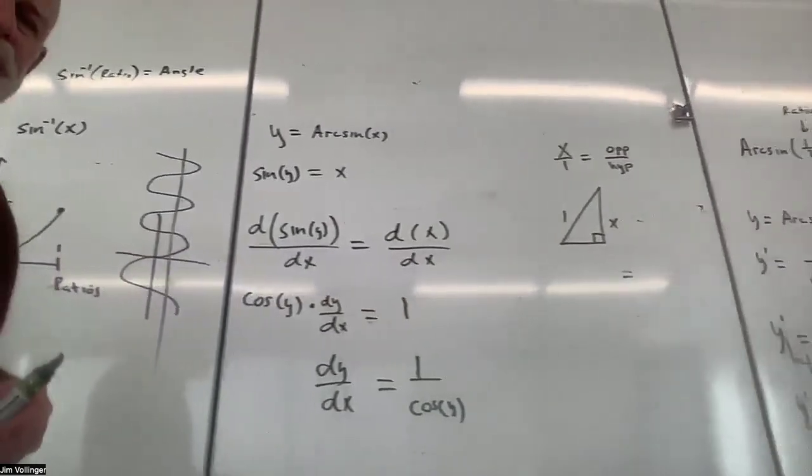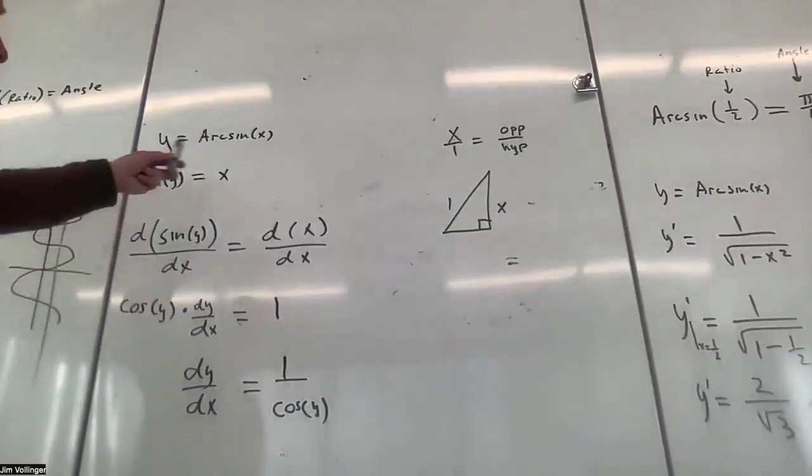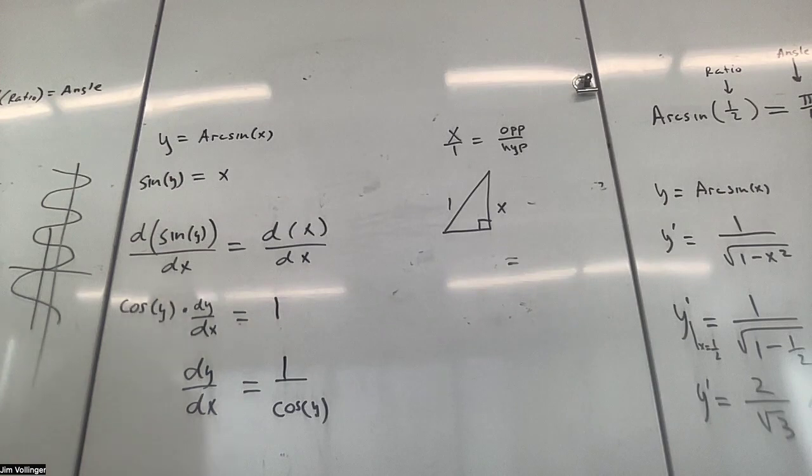Now we turn to the calculus. So how do you show the derivative of arcsine of x? Well, we use implicit differentiation.